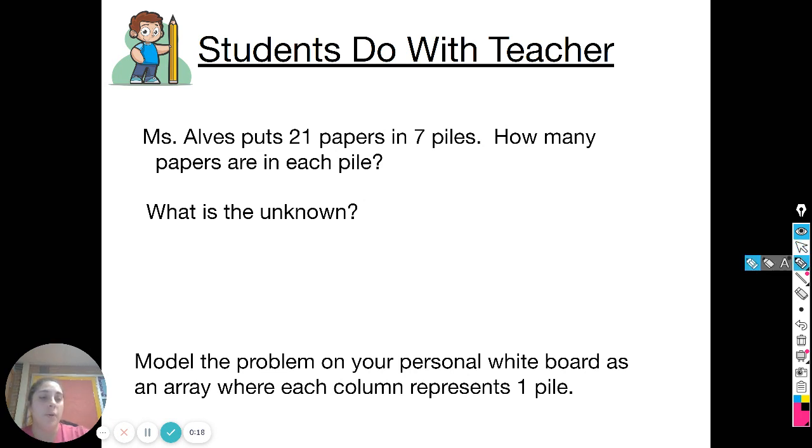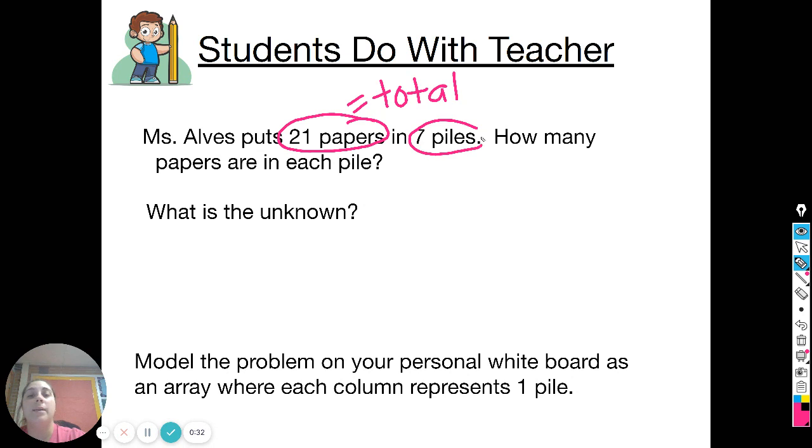Well, let's figure out what we know. We know there are 21 papers. That's how many papers there are altogether. That is our total. We know there are 7 piles. Well, if there's 7 piles, that means there's 7 groups. So that would be the number of groups.